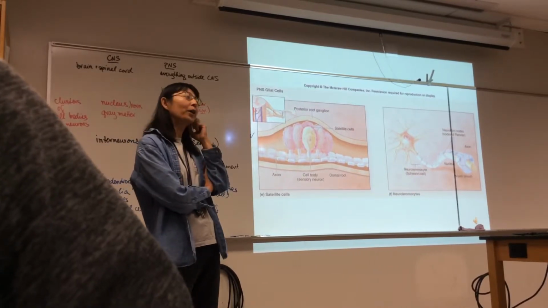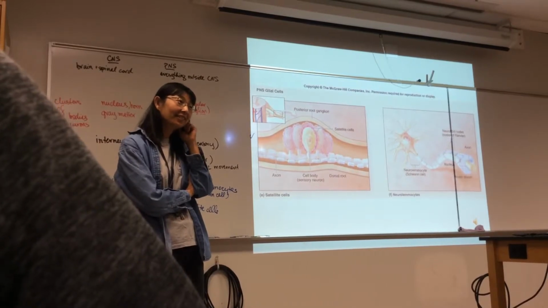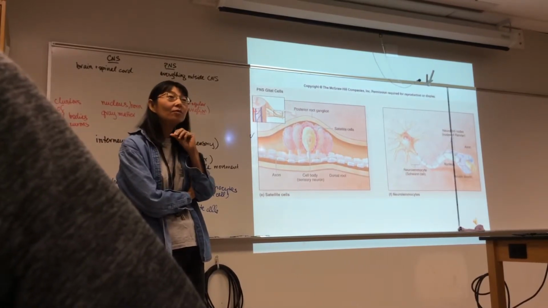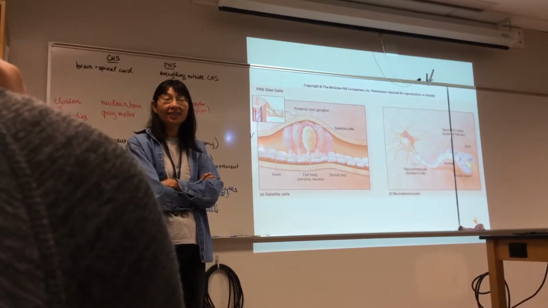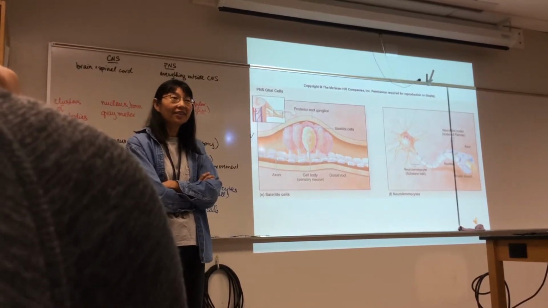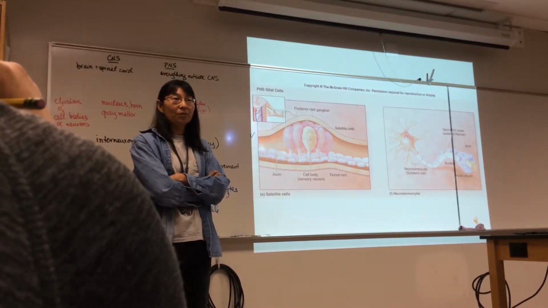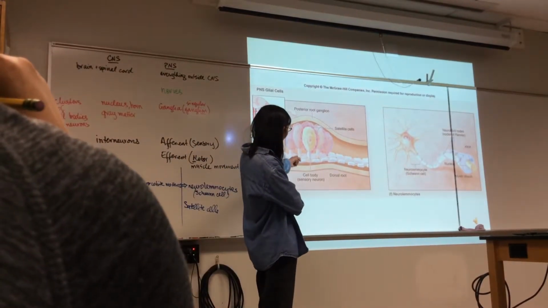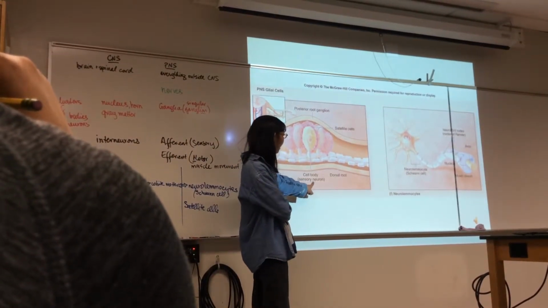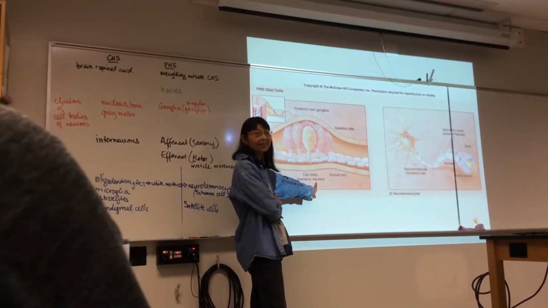Someone just tell me, what does it look like they're doing? Right. They're protecting the cell body. Of what? Neurons, right? Cell body of neurons. And in this picture, it's showing what kind of neuron? A sensory neuron. Right? Sensory neuron.